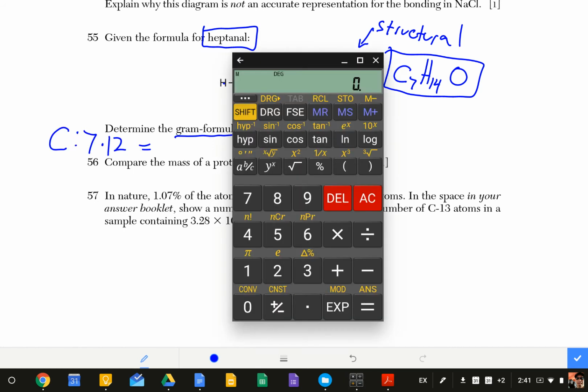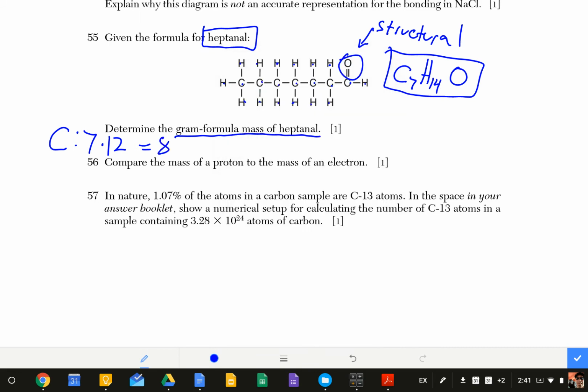So let's see. Got 7 times 12. Okay, so that's 84 atomic mass units. Okay, next, hydrogen. The mass of hydrogen is 1. So there's 14 hydrogens times the mass is 1. So that's just 14. And oxygen, there's only 1 oxygen, and the mass of oxygen is 16. So that's just 1 times 16.